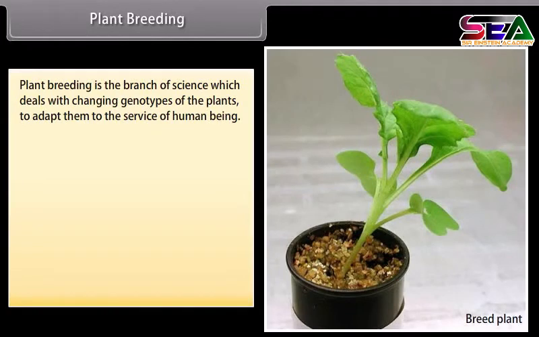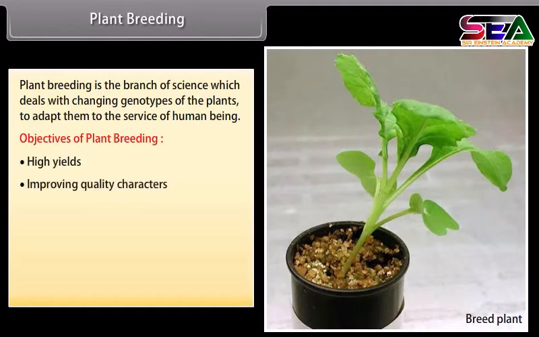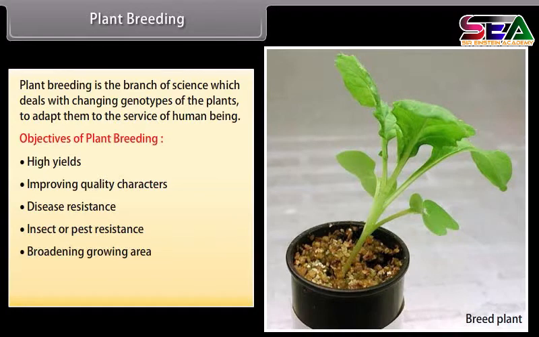Plant breeding. Plant breeding is the branch of science which deals with changing genotypes of the plants to adapt them to the services of human beings. Objectives of plant breeding: high yields, improving quality characters, disease resistance, insect and pest resistance, broadening growing area.